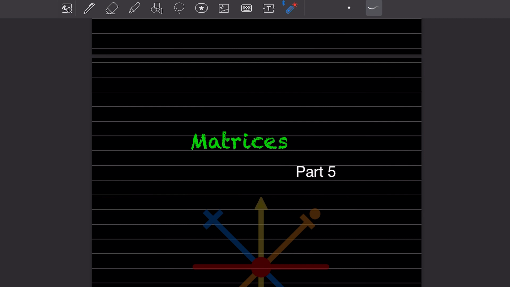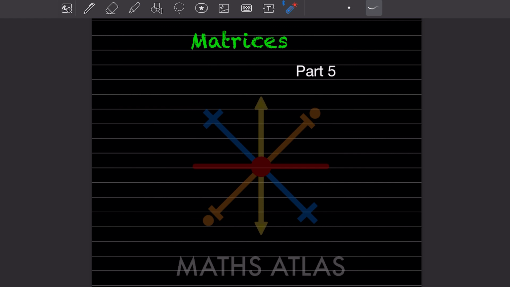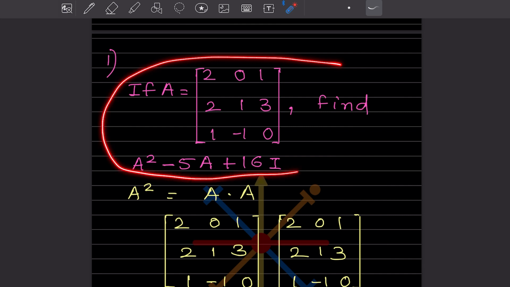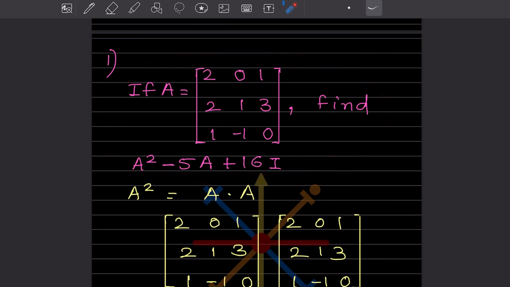So today we are going to do part 5 of the same topic, that is matrices from past years. This is the question: given the matrix A, we have to find A square minus 5A plus 16I. The matrix A is given over here. First, let us see A square. A square will be A into A, so we write it twice.